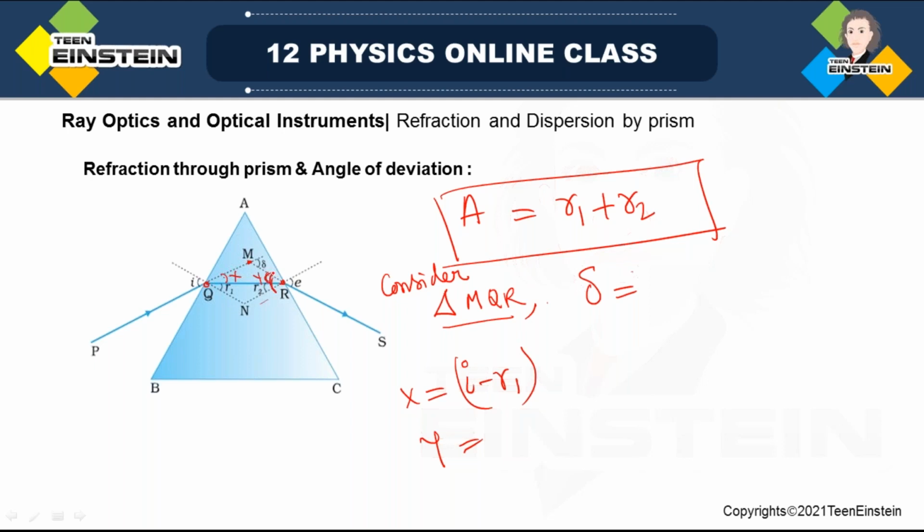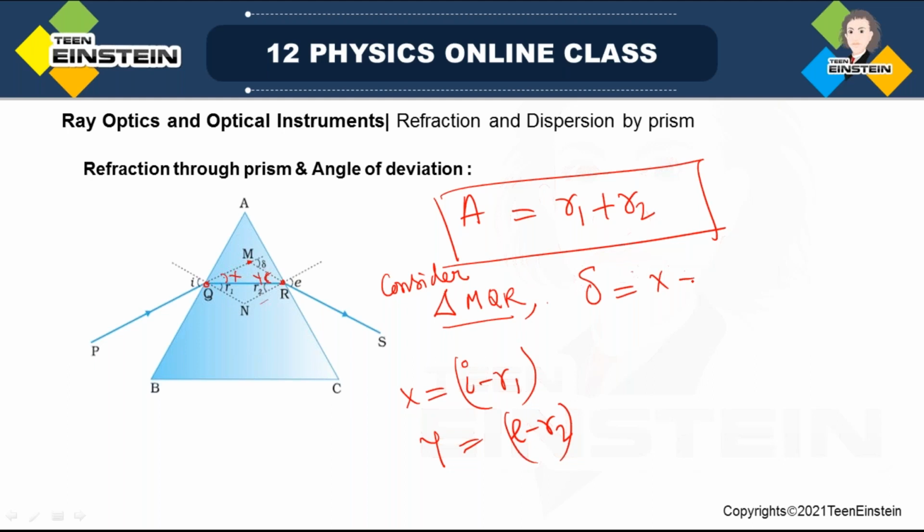And angle Y will be, see, this is R2. The whole angle is, sorry, not R2. This whole angle is E minus R2. Then you will get Y. Look, I'll just show you once again. This part alone is Y. So this whole angle is actually E, the angle of emergence. If you subtract this R2, then you get Y.